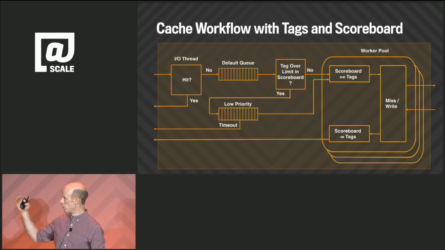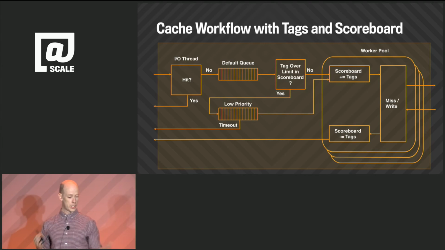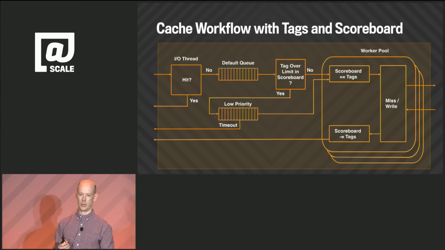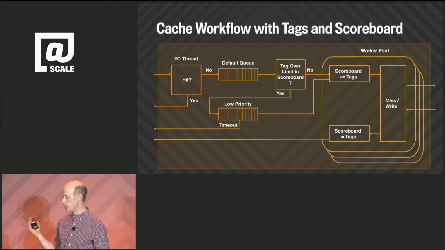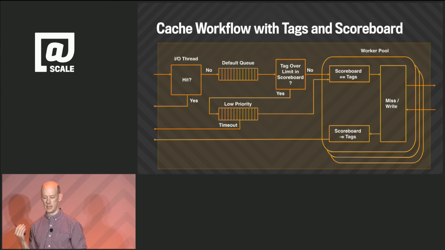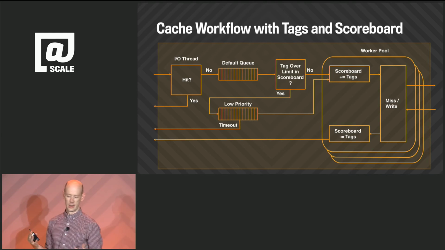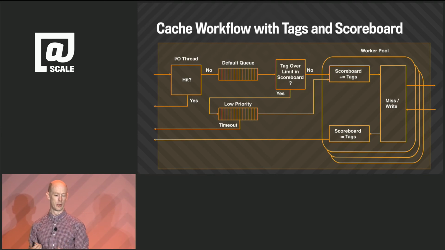Another thing you'll notice is that we actually only keep track of the tags of things that are in the worker pool itself. We don't sum the tags of things that are in the queue. And the intuition here is that we're trying to track the fraction of the machine that is actually being devoted to a particular set of tags.